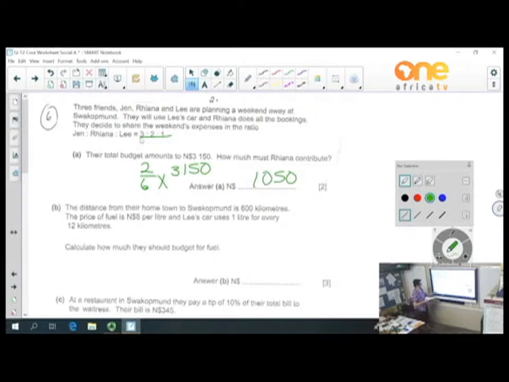The distance from their hometown to Swakopmund is 600 kilometers. The price of fuel is $8 per liter. And Lee's car uses 1 liter for every 12 kilometers. So calculate how much they should budget for fuel. So how do we do this one? Every 12 kilometers, you use 1 liter of petrol, isn't it? So I'll have to divide the 600 kilometers by the 12 to find out how many liters I'm going to use. And then we multiply it with the price of 8. So $400 for fuel.